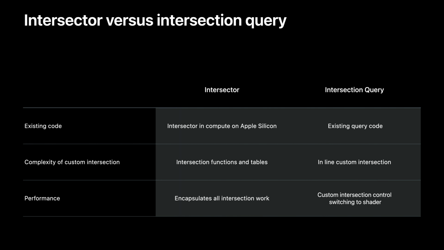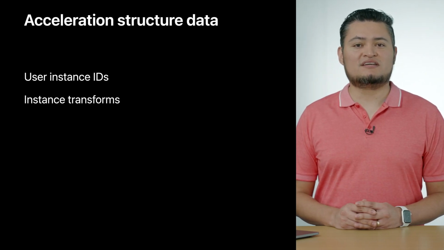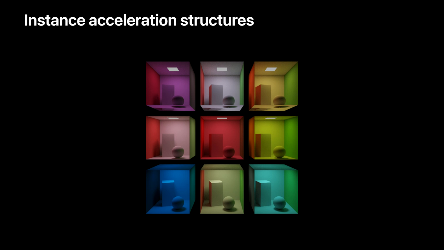That's all about intersection query. Now let's move on to some other new features. The next 2 features we're going to talk about are using instance ID and instance transforms. These features will help you add more information to your acceleration structure and access more of the data that is already there. Here's why we think these are really useful features.